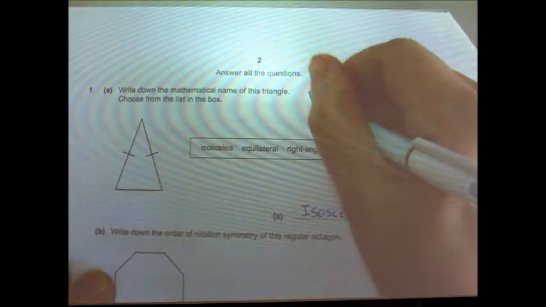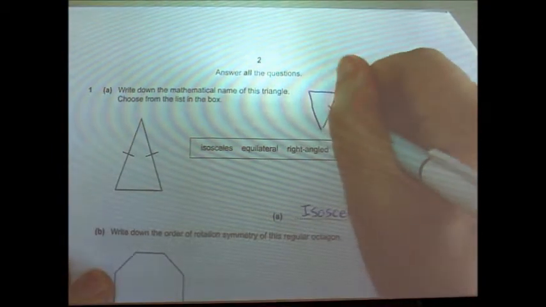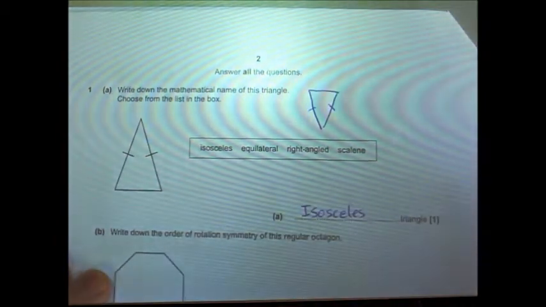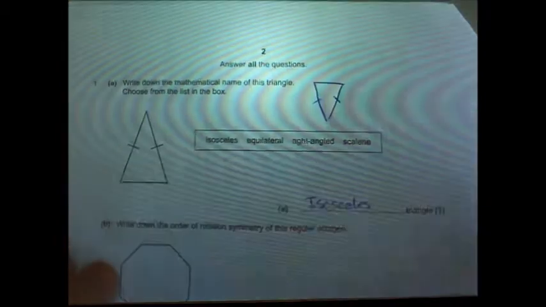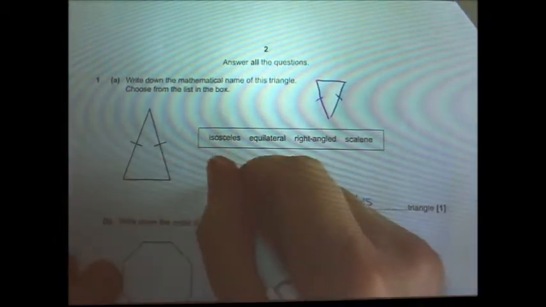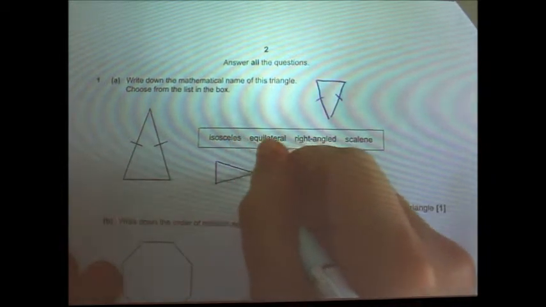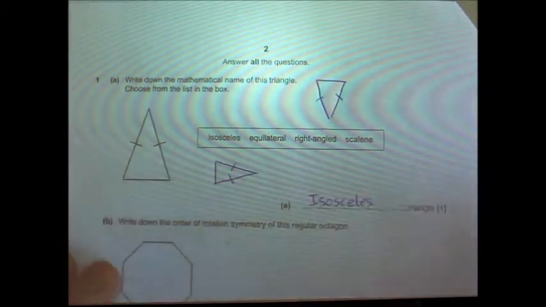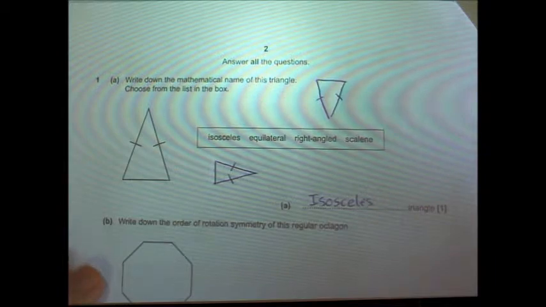They could be like this as well. That is also an isosceles triangle. Some people say it's an upside down isosceles triangle, but it is still an isosceles triangle. There is another example of one on its side, but it's still an isosceles triangle.